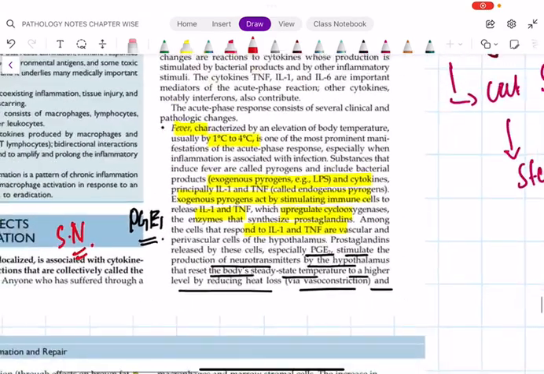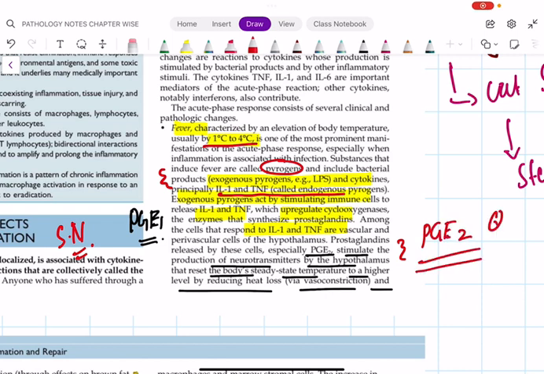Fever means there is an elevation of 1 to 4 degrees Celsius of the body temperature caused by pyrogens. Pyrogens are the substances which induce fever. They may be either exogenous pyrogens like bacterial products, or endogenous pyrogens which are interleukin 1 and TNF present within the body. That is why we call them endogenous pyrogens. All these will stimulate PGE2. This is very important, an MCQ: which prostaglandin is pyrogenic? Answer is PGE2.